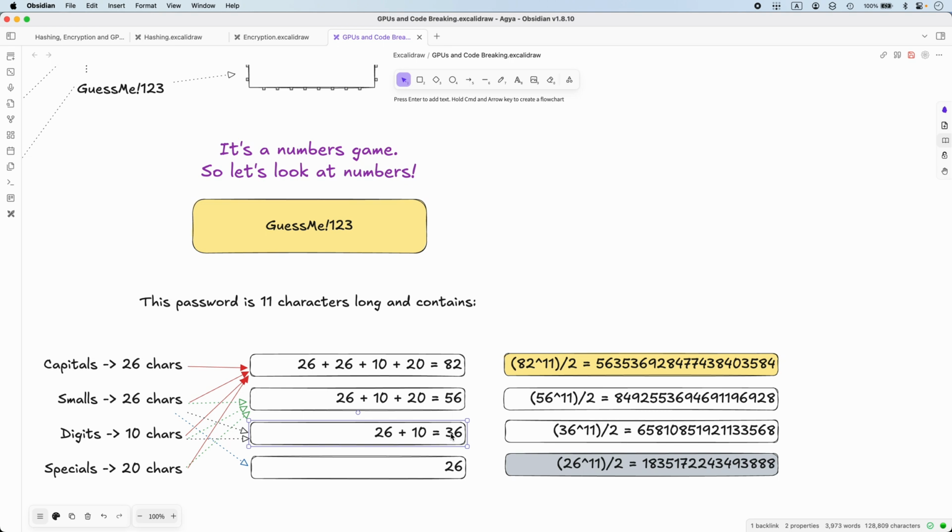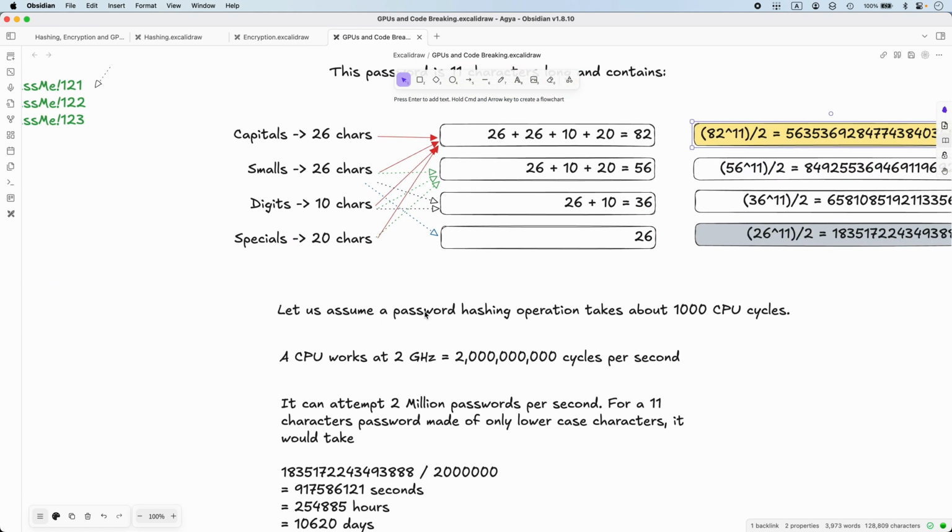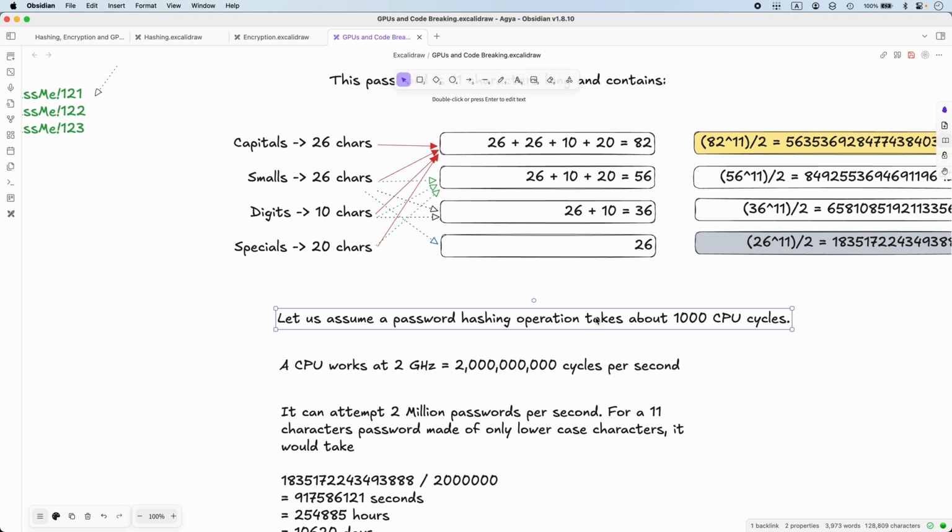56 gives you this, 36 different possibilities in your password gives you this, 26 will give you this number. Look at this number, man. That number is bloody huge. So let us assume a password hashing operation takes about 1000 CPU cycles. It can take more or less. I'm just making a guess here.